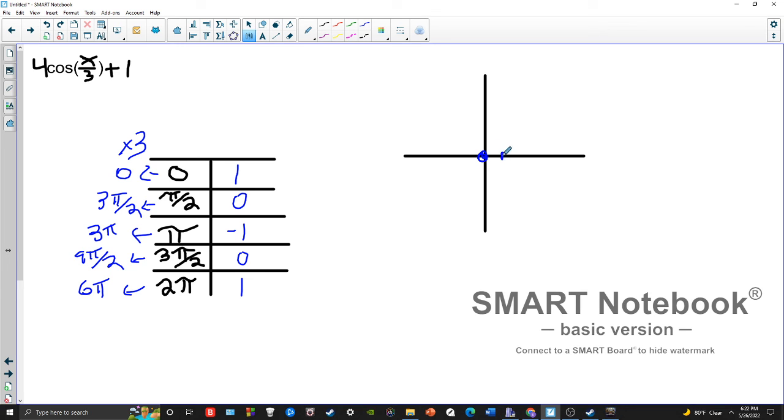Instead of being pi over 2, it's going to be 3 pi over 2. Instead of being pi, it's going to be 3 pi. Instead of being 3 pi over 2, it's going to be 9 pi over 2. And instead of being 2 pi, it's going to be 6 pi. So I get my x's done first.